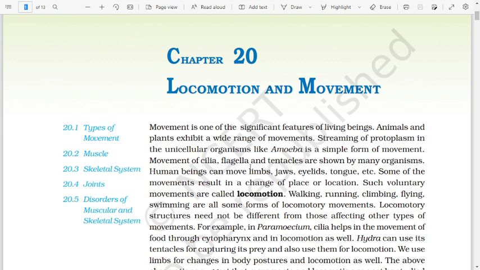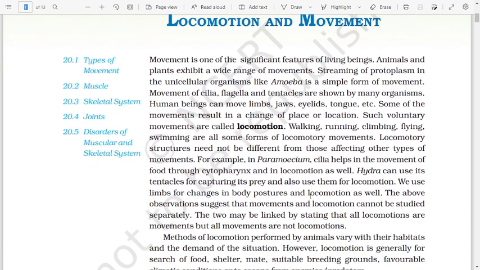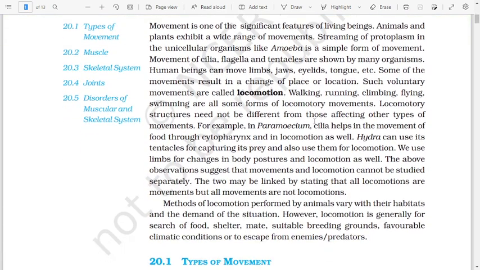Movement of cilia, flagella, and tentacles are shown by many organisms. Human beings can move limbs, jaw, eyelids, tongue, etc. Some of the movement result in a change of place or location. Some voluntary movements are called locomotion. Walking, running, climbing, flying, swimming are all some form of locomotory movement.